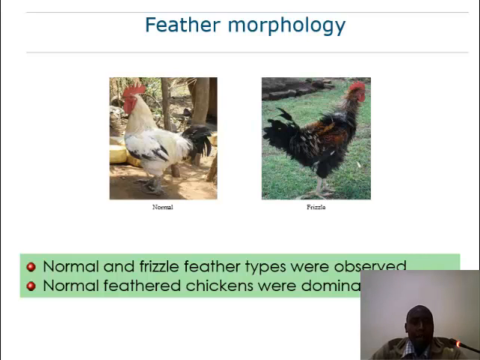In terms of feather morphology, as you can see there, the cock in white is the normal feathered, and the other cock is what we call the frizzle feathered. Those are the main 2 types of feather morphology observed. Silky was not recorded. Although silky exists, it's mostly imported, and it's only found in highly intensive farms. So normal feathered chicken dominated the population, composing over 90%.